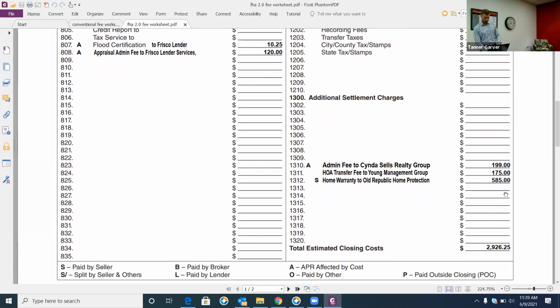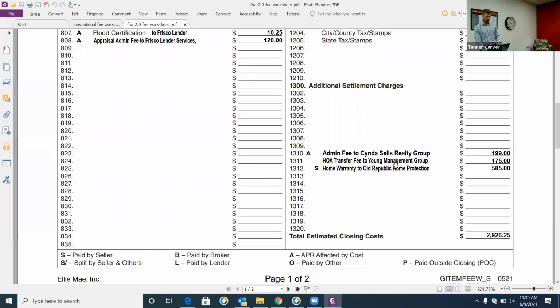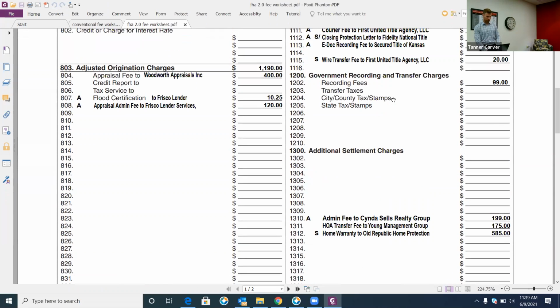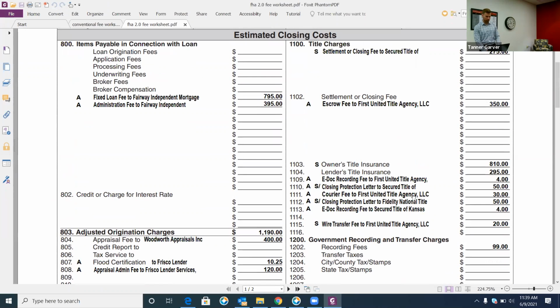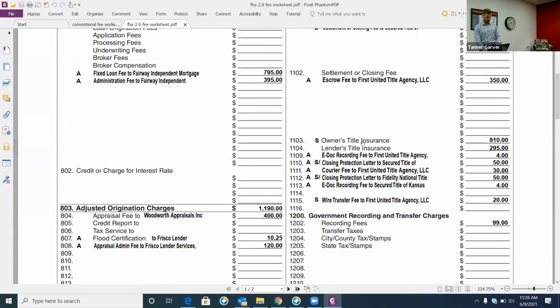These are not required. They chose to do these: HOA fee, admin fee to whoever their realtor's company was, home warranty. So none of that is anything to do with us. That's just additional charges that they did not have to do, but they chose to. Does that make sense? So as you can see, everything stays the same as the FHA that we just went over. Here's where it gets different.